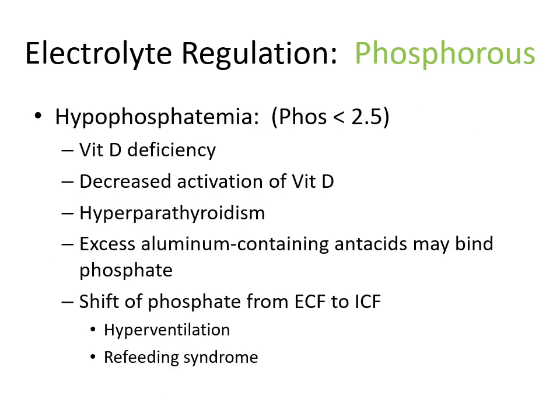So with hypophosphatemia, or low phosphorus below 2.5, this can be caused by vitamin D deficiency, decreased activation of vitamin D, hyperparathyroidism, excessive aluminum-containing antacids, although most people don't really use these anymore. These are things like Maalox, or a shift of phosphate from the extracellular to intracellular fluid. And this occurs during hyperventilation or refeeding syndrome, where again the phosphorus is no longer in the blood, but instead moves into the cells.